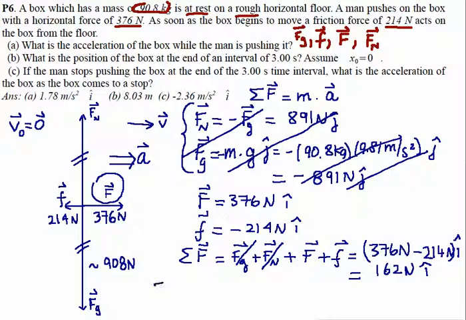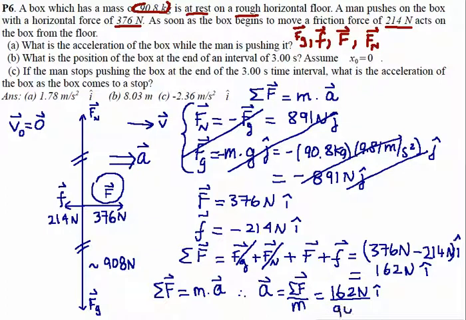Now going back to my first principle, the sum of the forces is equal to m times a. Therefore, a is the sum of the forces divided by the mass, which is 162 newtons i hat divided by 90.8, which gives me 1.78 meters per second squared i hat. So this is the method using i hat and j hat. It's really fast and it gives you the full answer in vector form.